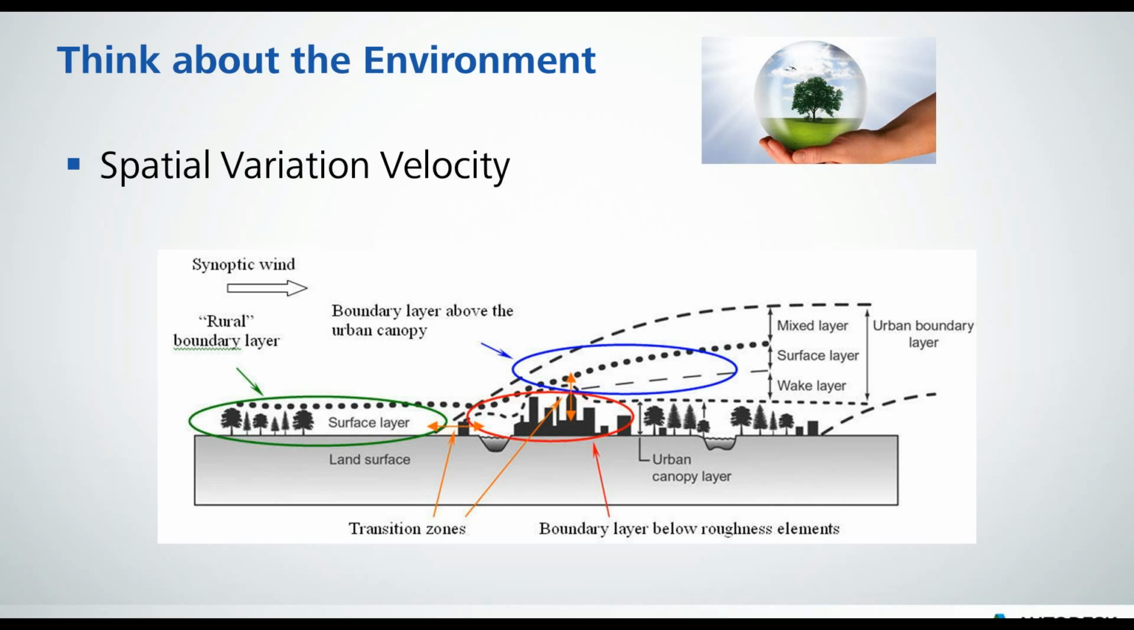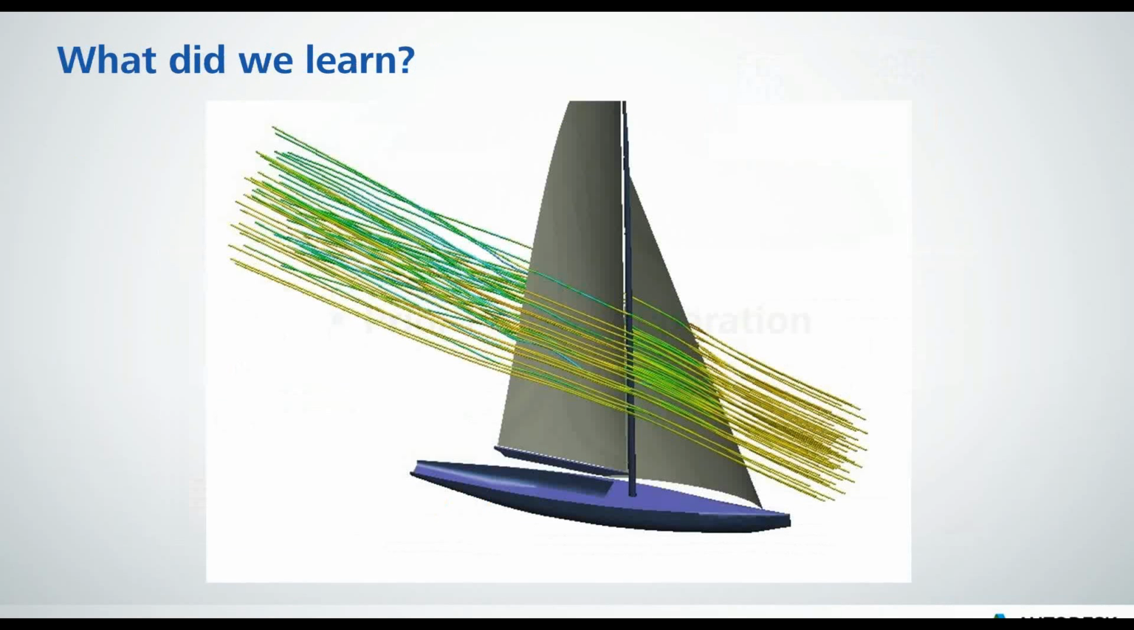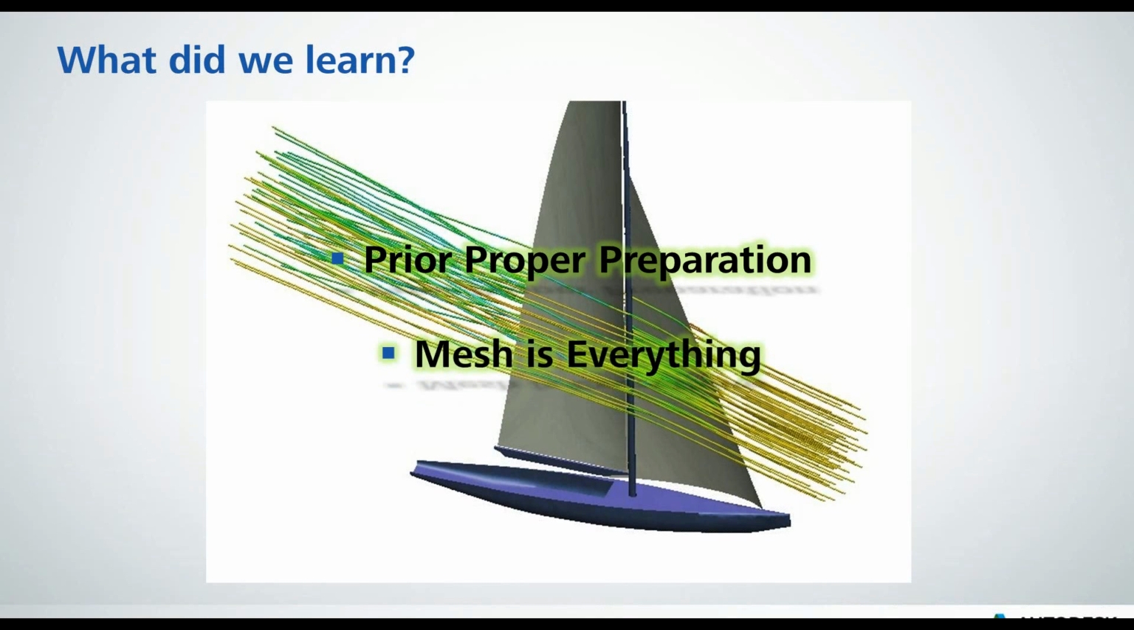All right, so what did we learn today? We learned about proper preparation. There's all kinds of little sayings about that, but it's basically think about what you're trying to solve. Isolate what aspect you want to try to improve your design on and make sure everything leads towards that. In this case, we were working on the sails, so we wanted to do a flow analysis with air. If we were working with the hull, we might have used water instead. We want to think about the mesh. Mesh is everything for these analyses.